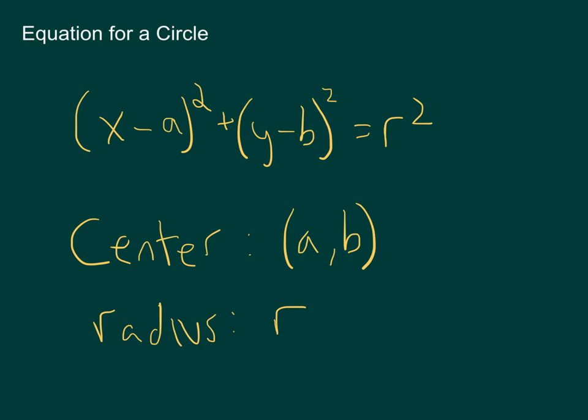So here is a generic form of the equation of a circle with radius r, and it's a circle that's been shifted over a and over b, over a in the x direction and over b in the y direction. So it would be centered at (a, b) and have a radius of r.